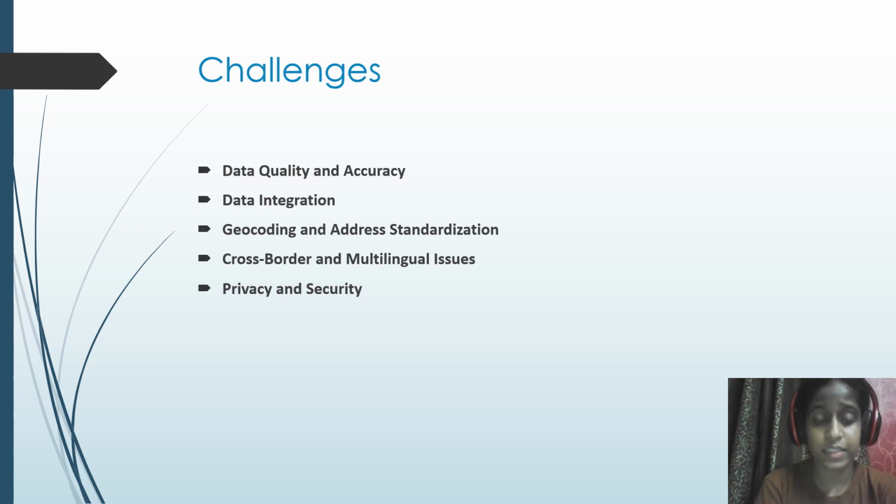And lastly, it is privacy and security. As data about the location is being shared, there are concerns about privacy and security. Unauthorized access to the geographic information of an individual or anyone can lead to privacy breaches and misuse, and that can cause trouble.